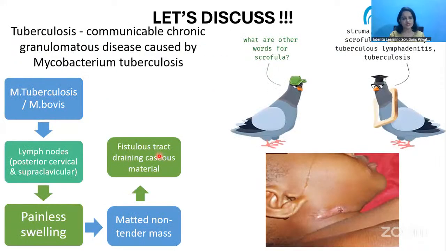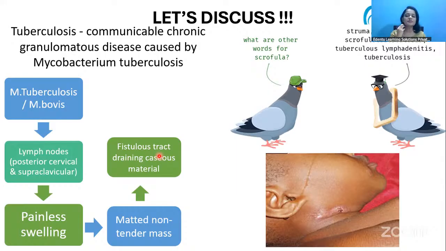Tuberculosis is caused by the bacteria Mycobacterium tuberculosis, or other species like bovis and the atypical mycobacteria. Tuberculosis is a communicable chronic granulomatous disease. Usually it affects the lungs and causes pulmonary infection. But sometimes it can also affect the lymph nodes, mainly the posterior cervical and supraclavicular lymph nodes, and cause painless swelling of the lymph nodes.